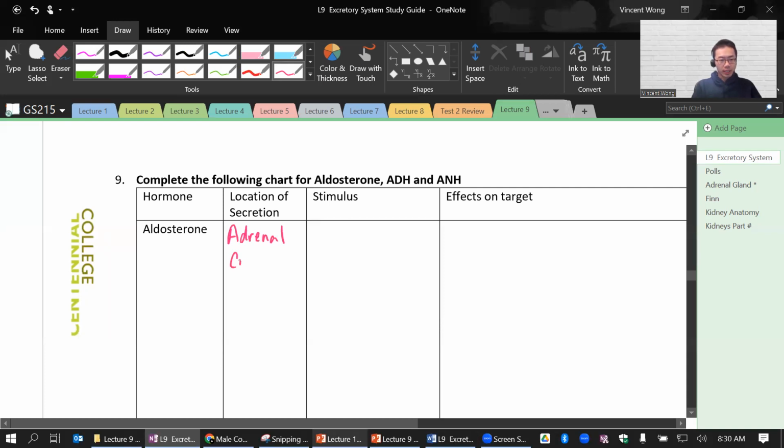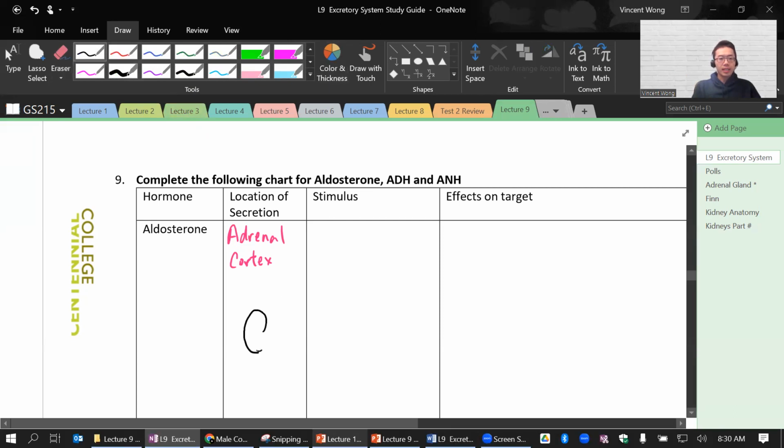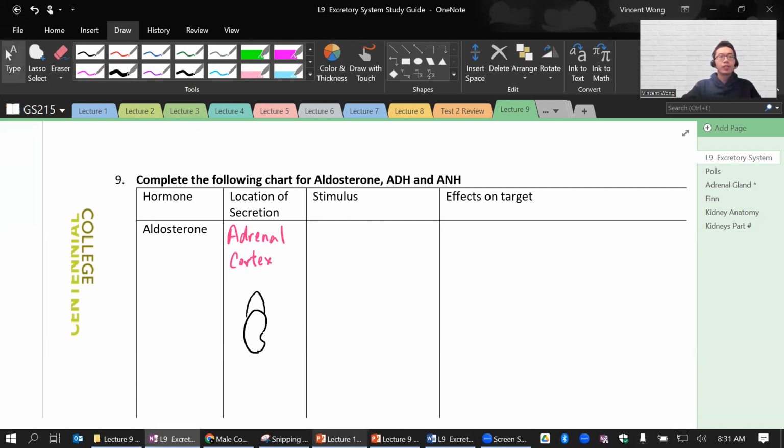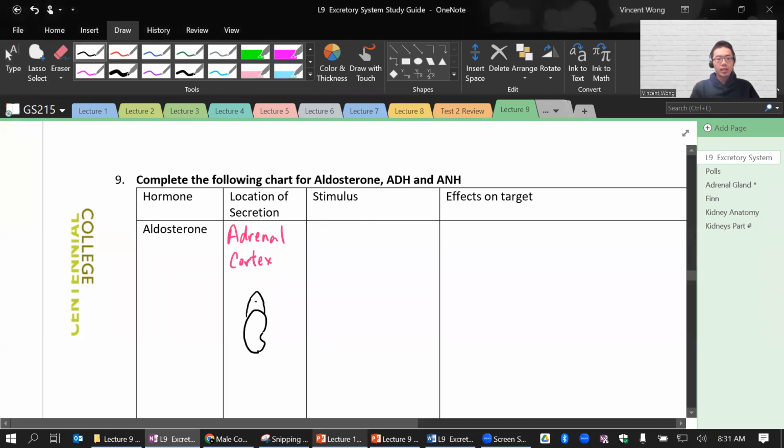Adrenal cortex. When we learned it last class, we said adrenal gland, right? And the adrenal gland sits on top of the kidney, right? So there's your kidney, and then the adrenal gland is going to be right on top of it. What I did not tell you at the time was that the adrenal gland actually separates into two parts. There is the adrenal cortex, which is the outside, and then there's the adrenal medulla. Right? And then they actually secrete different kinds of hormones. And the aldosterone comes from the adrenal cortex.